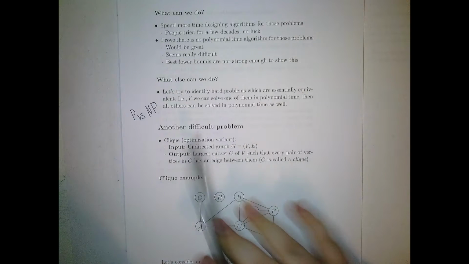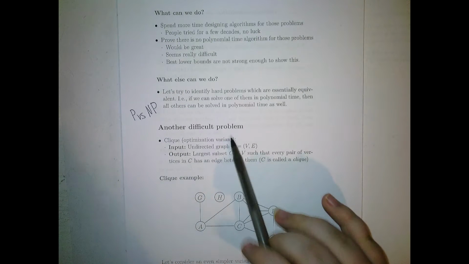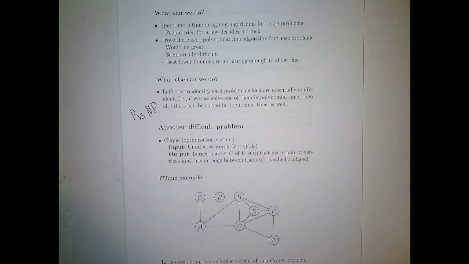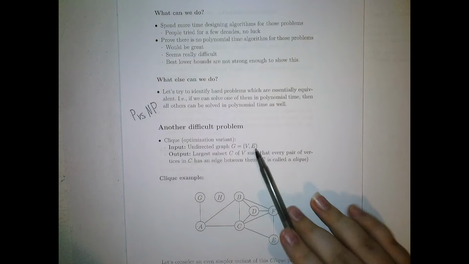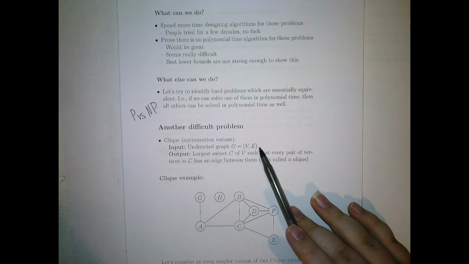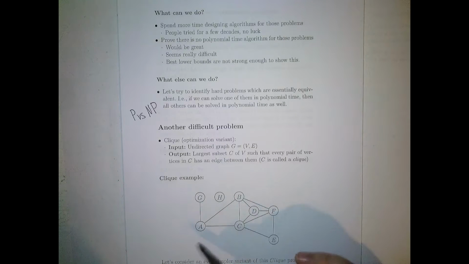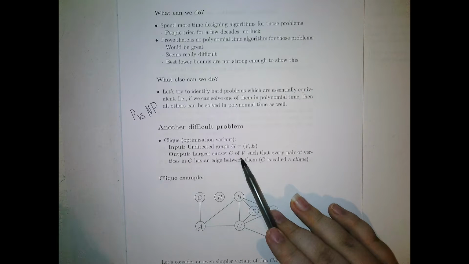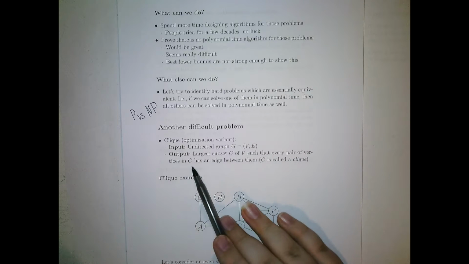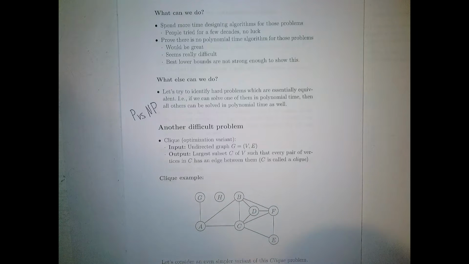All right? So, another difficult problem. Clique. This is a particular variant called the optimization variant. We'll think about a couple other variants in a moment, where we're given a graph with, of course, vertices and edges, another graph problem, and we're looking for the largest subset, C of V, where every pair of vertices in C has an edge between them. We call this structure a clique. That's C, right, for clique.